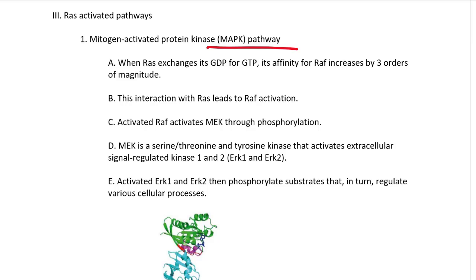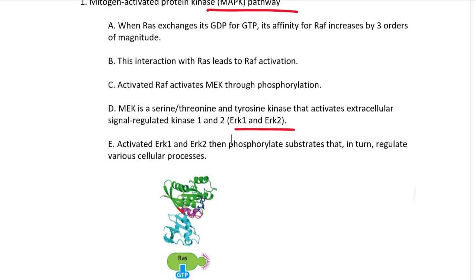Activated RAF activates MEK or MEK through phosphorylation. MEK or MEK is a serine, threonine, and tyrosine kinase that activates extracellular signal-regulated kinase 1 and 2, better known as ERK1 and ERK2. Activated ERK1 and ERK2 then phosphorylate substrates that in turn regulate various cellular processes.